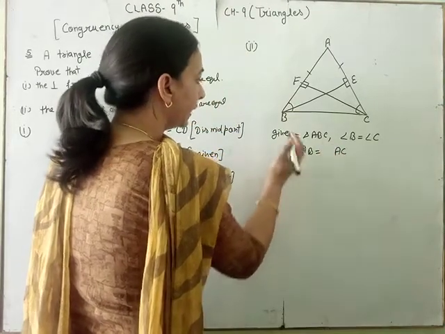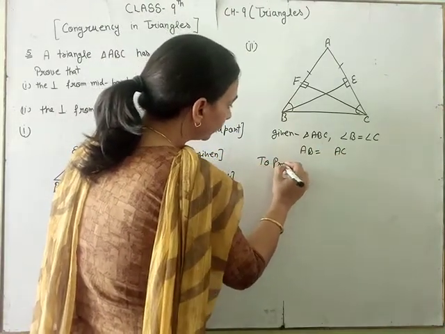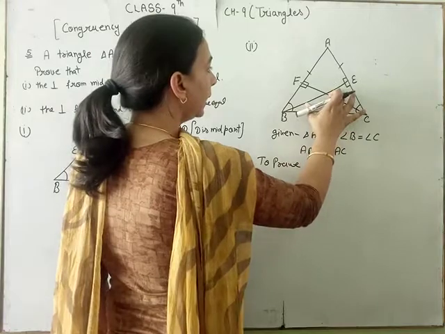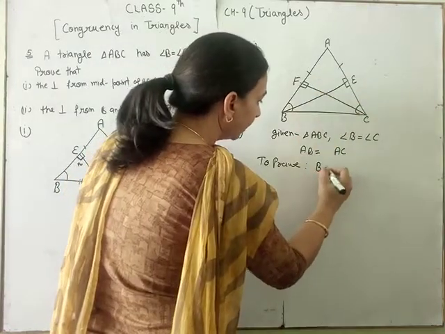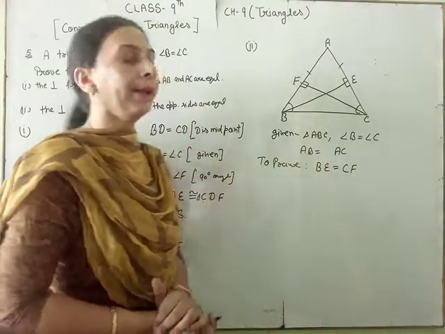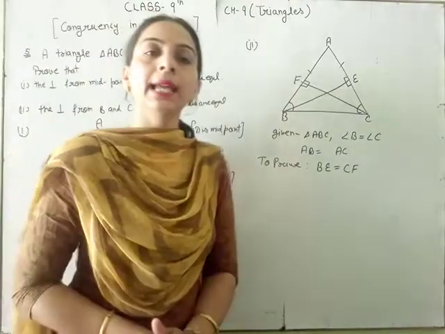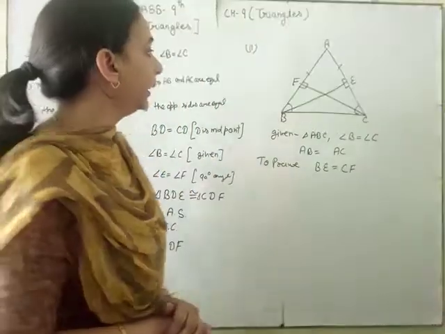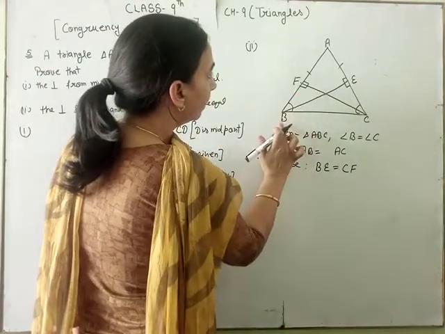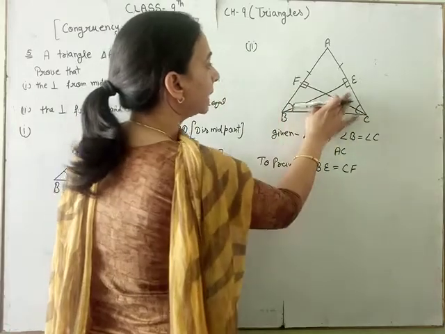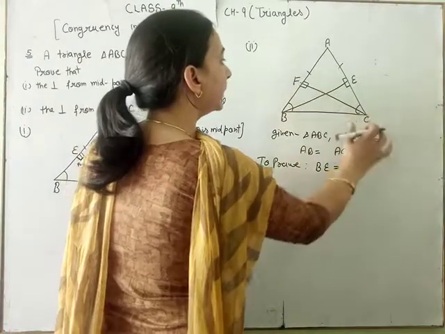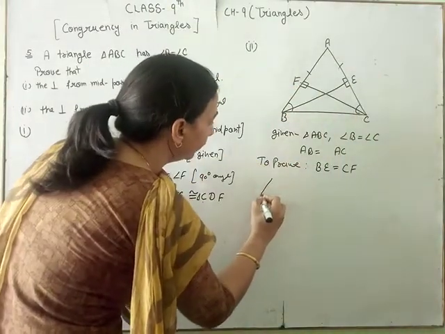Next, to prove: we have to prove this, BE equal to CF. Student, for this we take two triangles and we have to show these two triangles are congruent. First we take this triangle BCF and this triangle BCE. Let's draw these two triangles.